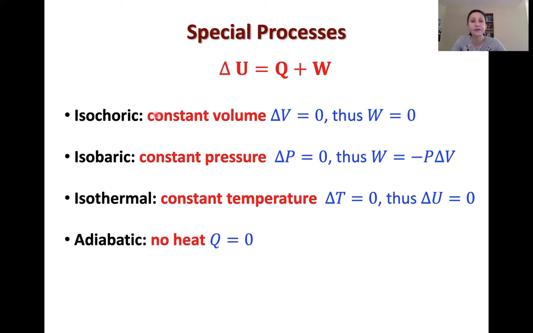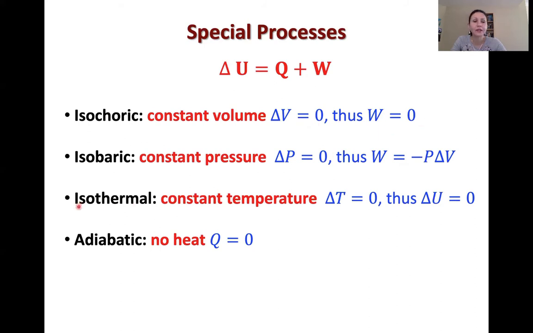There's also a constant volume process known as isochoric. When the volume is constant, there's no work. So the first law simplifies to delta U equals Q. Constant volume basically means that the only way you can transfer energy is through heat. Delta V being 0 implies that work is 0.